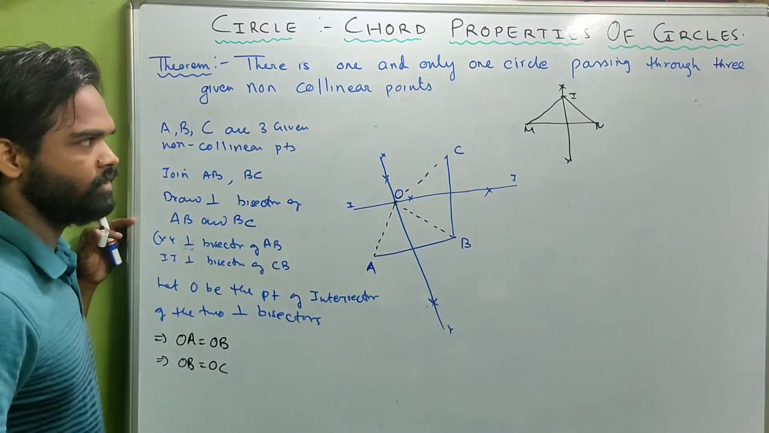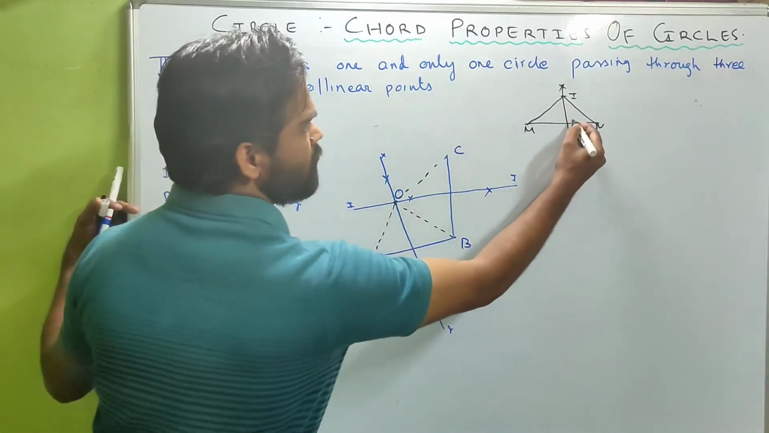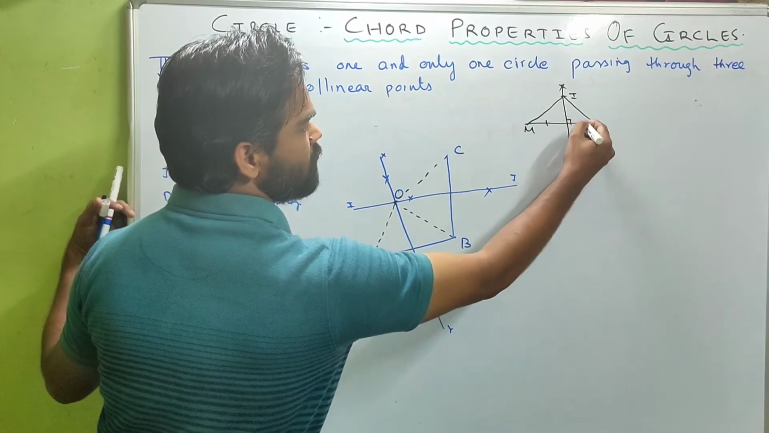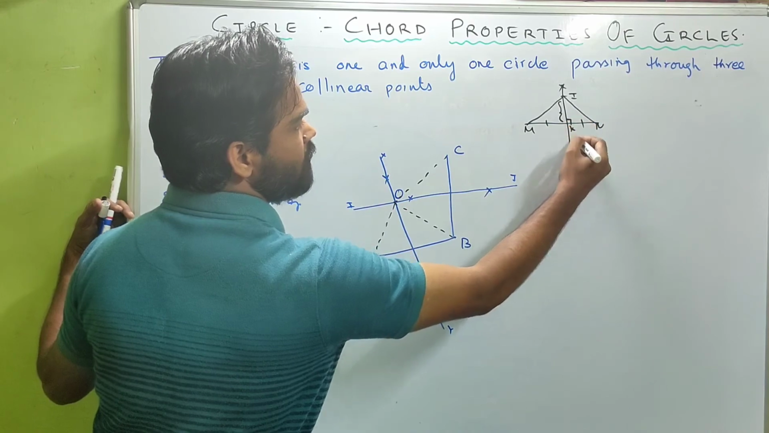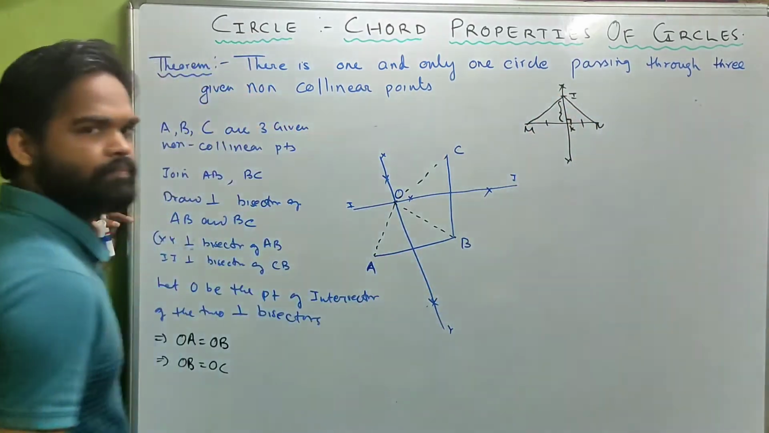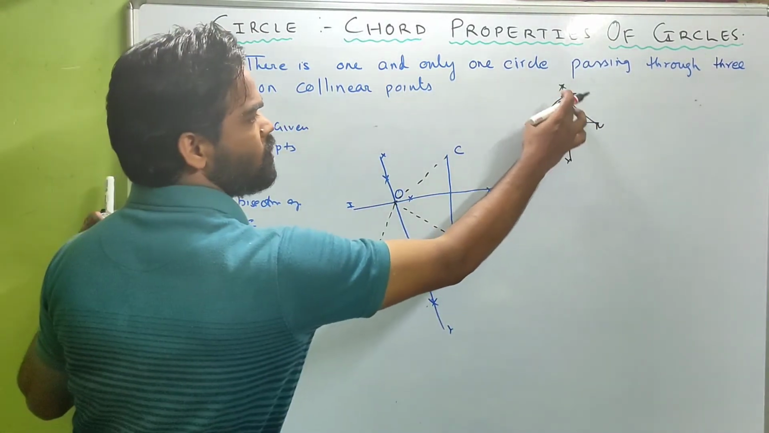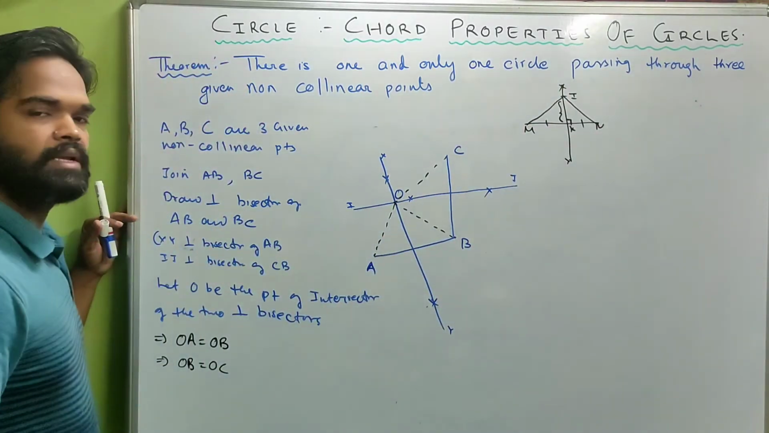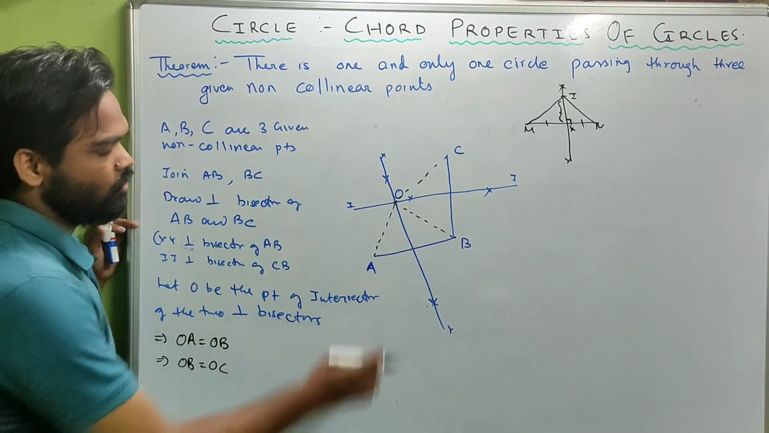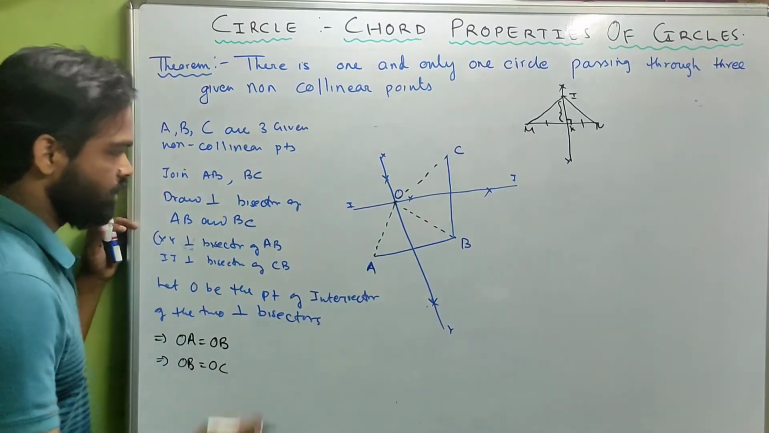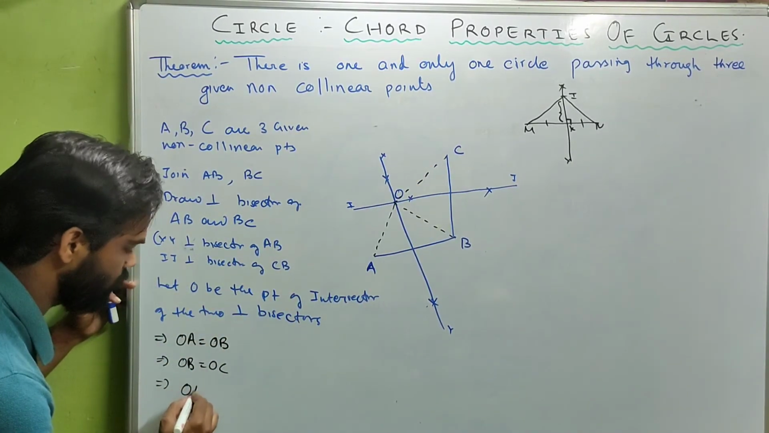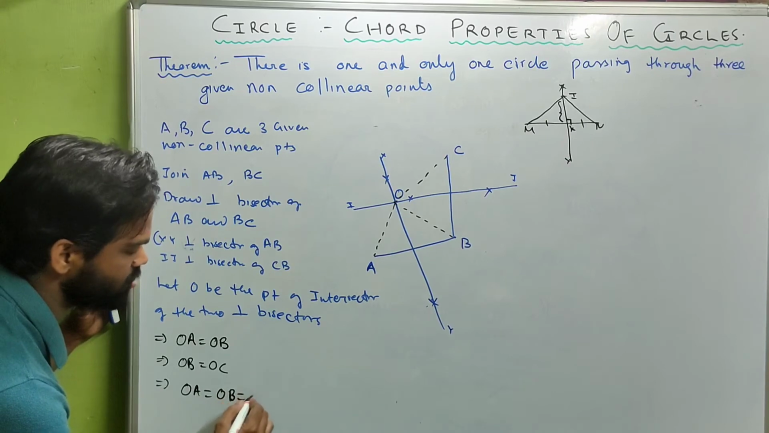We'll do that. The proving part is very easy. See, since it's a perpendicular bisector, this and this are equal. This is common. This is 90 degrees. So side angle side, these two are congruent. So IM and IN are equal. So over here OA and OB are equal. OB and OC are equal. Which means, can I say OA is equal to OB is equal to OC?